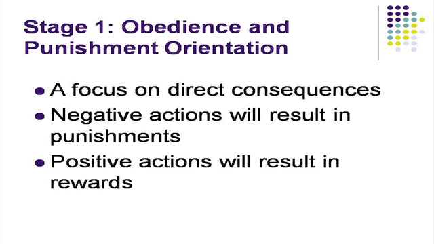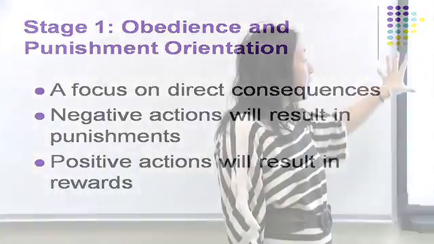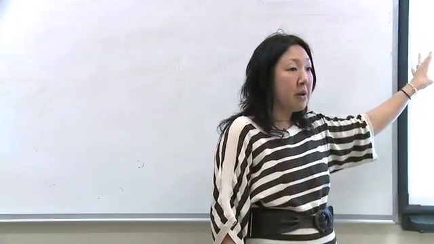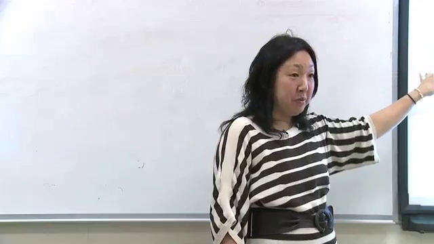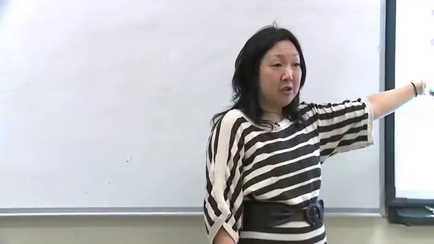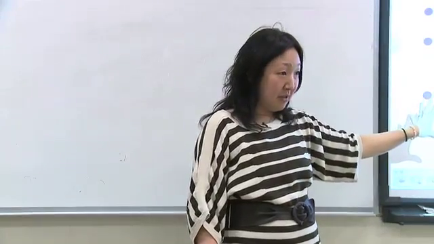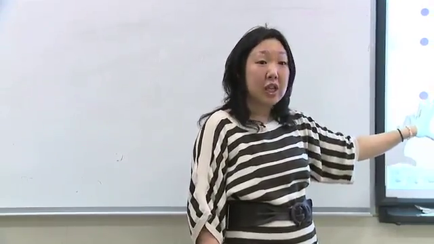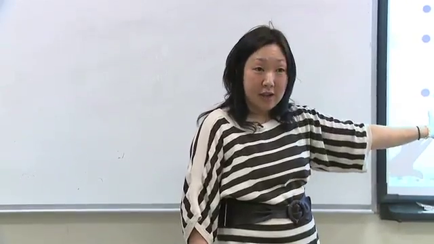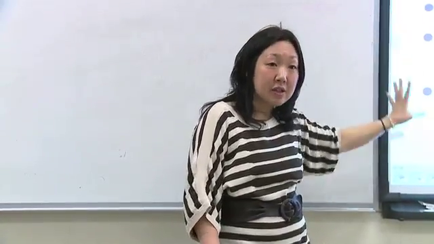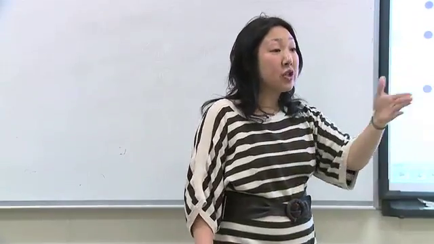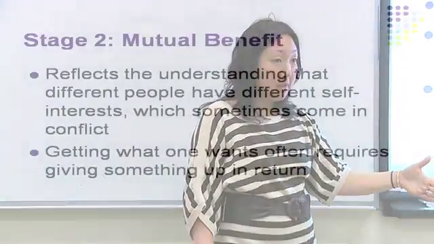All right? The focus is on direct consequences. So negative actions will result in punishments. Positive actions will result in rewards. So let's assume that the kids didn't listen to their mommy and then their toys are removed from their room. That's punishment, okay? But then if the kids are good kids and listen to their mommies, and they say, because you have been such good kids, you can get a little treat today. That's reward. So that's the stage of moral development. What is good, what is wrong, okay?